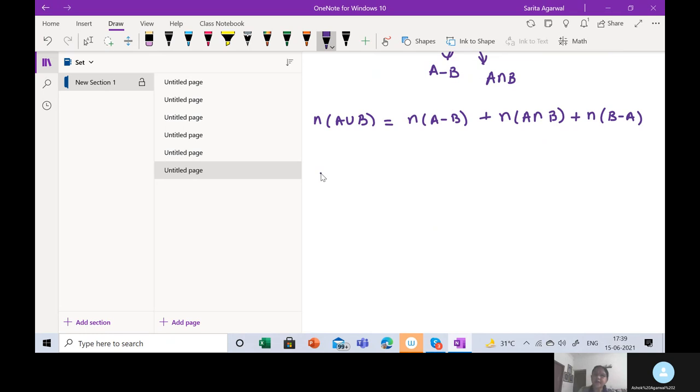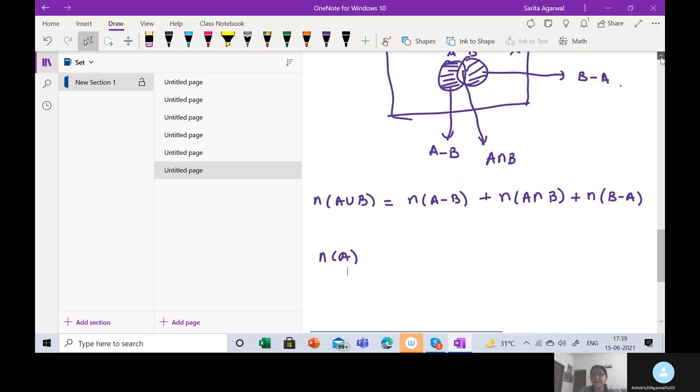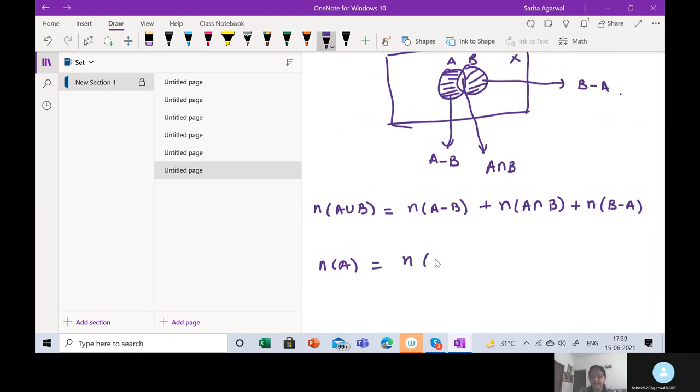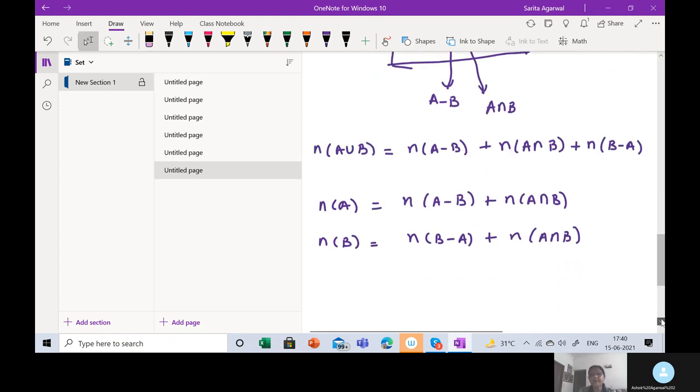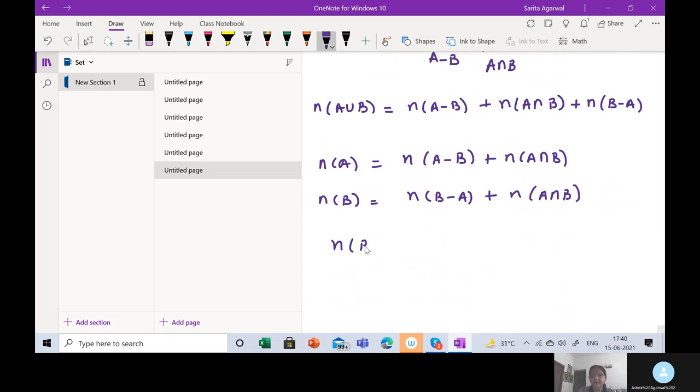Right? What is the number of the elements in A? If you see the diagram, the number of the elements in A is number of the elements in A minus B plus the number of the elements in A intersection B. Right? Similarly, the number of the elements in B is number of the elements in B minus A plus number of the elements in A intersection B. And this gives us that number of the elements in B minus A is the number of the elements in B minus number of the elements in A intersection B.